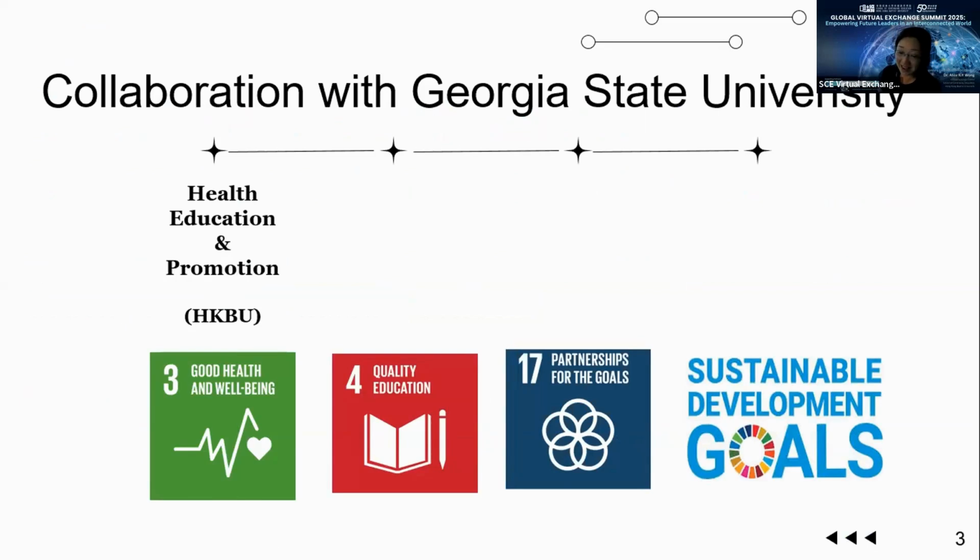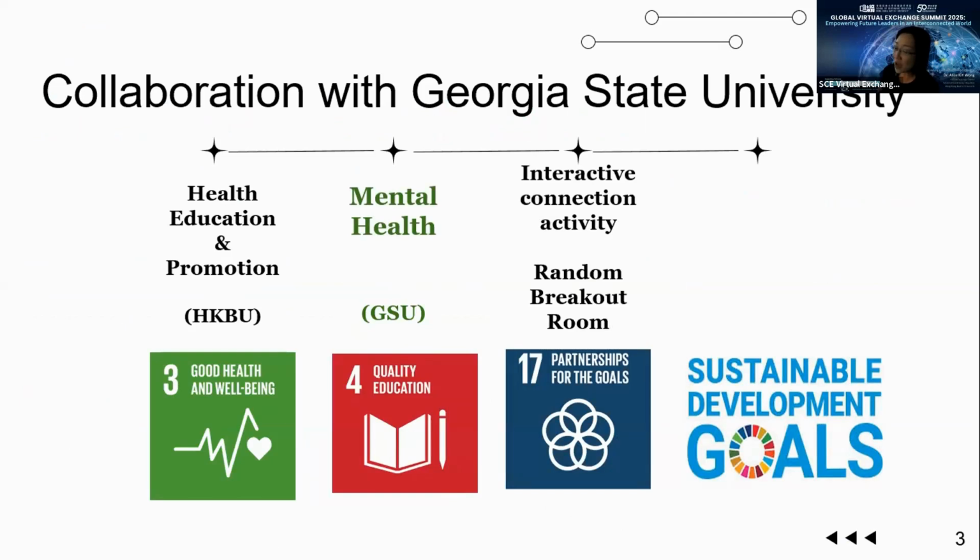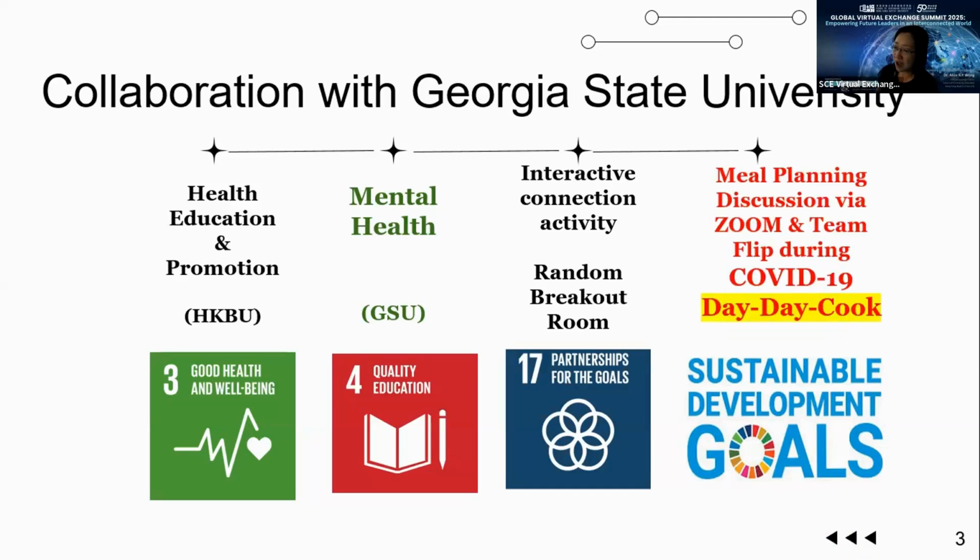We have it on SDG number 3, good health and well-being, and we are also collaborating with the course on mental health at Georgia State. They also want to encourage not only good health and mental well-being, but we also talk about quality education. So with this partnership, we have to have some pre-event connection. Therefore, we call it interactive connection activity instead of ice breaking, so that we can make it more interactive and more specific to related topics. So with the random breakout room event and also the team on Flipgrid, we have some activities called meal planning discussion.